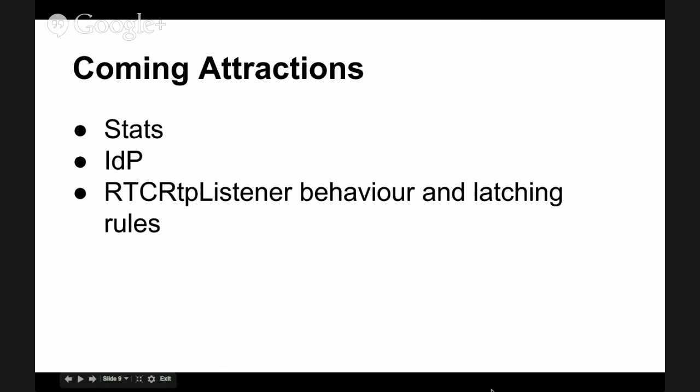These are things that we know we have to do, so they're going to be coming attractions: the stats, IDP, the behavior of the RTP listener, and the latching rules that have to be defined for the receiver object.